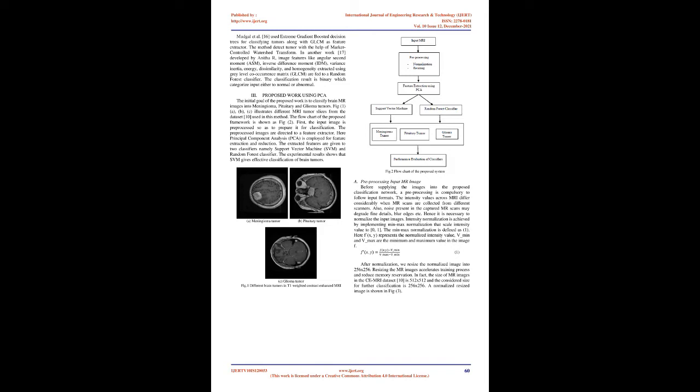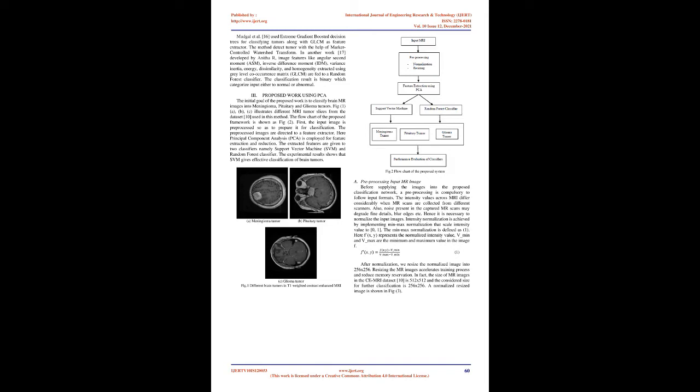In another work 17 developed by Anitha R, image features like angular second moment, ASM, inverse difference moment, IDM, variance, inertia, energy, dissimilarity, and homogeneity, extracted using gray level co-occurrence matrix, GLCM, are fed to a random forest classifier. The classification result is binary, which categorizes input either as normal or abnormal.